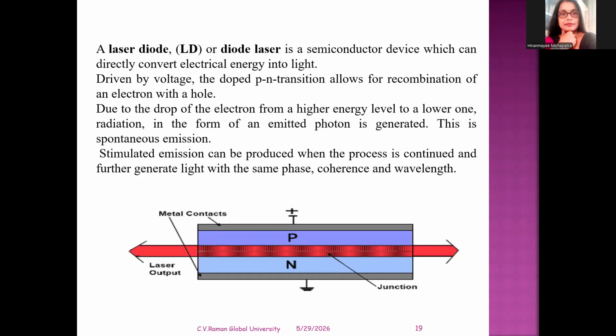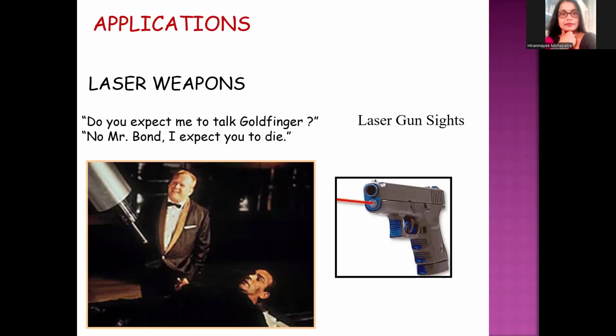The laser diode is a semiconductor laser diode. It is a semiconductor device that directly converts electrical energy into light. It works using a PN junction diode. When electrons recombine with holes, photons are emitted. Initially, spontaneous emission occurs. With continuous excitation, stimulated emission takes place, producing coherent laser light. So this is the most efficient laser, which is used in optical communications.